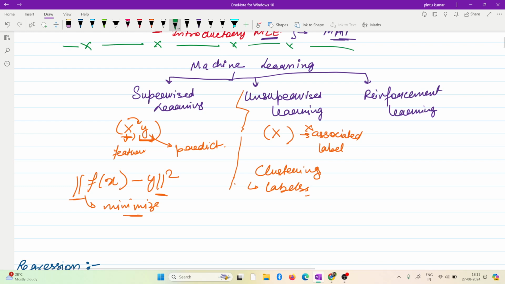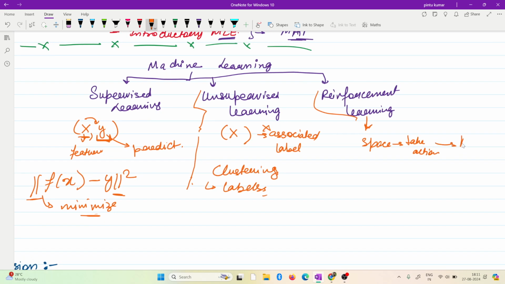Then third comes reinforcement learning. In this regime, what you have is some space where you take some action, and based on your action, you get some reward or penalty.